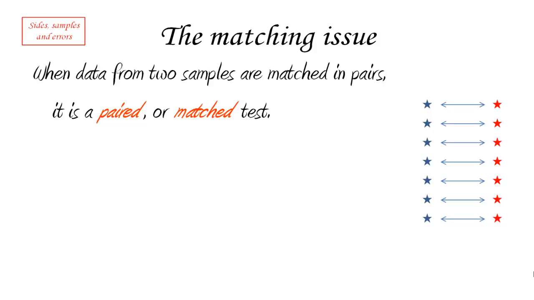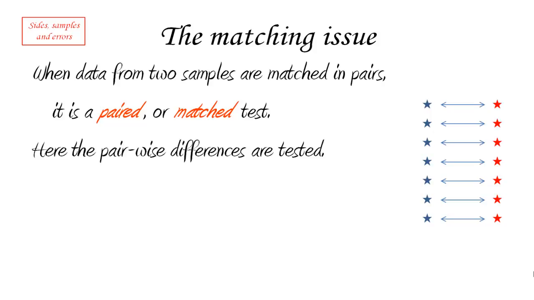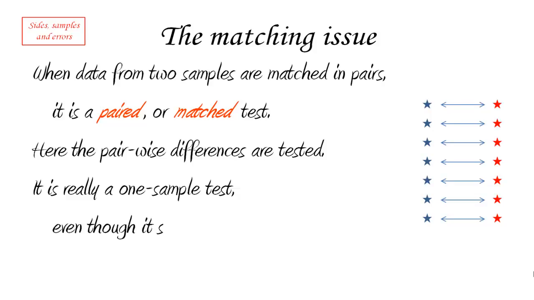In this situation, what we're really interested in is not so much the two sets separately, but the pairs consisting of one person, one subject, one element in one sample with the other one. And what we really need to test are the pairwise differences in the values that we obtain. So it is really a one sample test, even though it started as two samples. We start with two samples, but we're matching them. For every pair, we're looking at the difference between the two people or the two subjects in the sample, and therefore we end up with just one sample of paired differences.